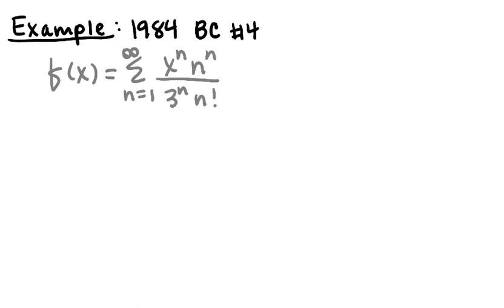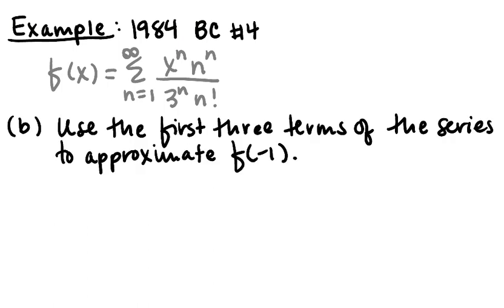We don't know how to do that yet. Once we do, that'll be in the ratio test video, finding the radius and interval of convergence. We're not going to do that. Part B says use the first 3 terms of the series to approximate f of negative 1. All right, we can do that. That's just kind of a plug into the formula and see what's going to happen.